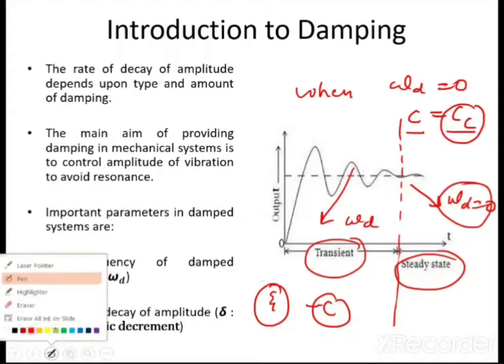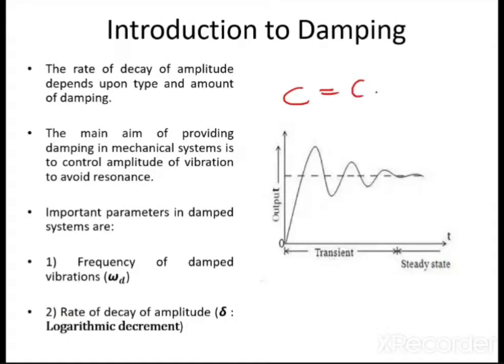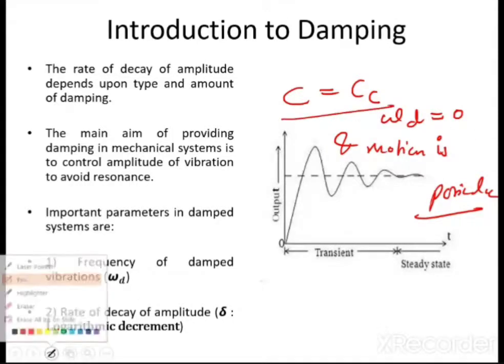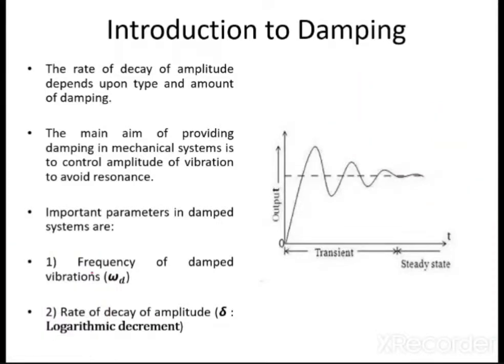So guys, try to understand that C is equal to Cc when the frequency of damped oscillation approaches 0 or becomes 0. And a very important point: the motion should be a periodic motion. In this particular year's syllabus, we are considering periodic motion only, that is a simple harmonic periodic motion. So when the motion is simple harmonic and periodic, omega d becomes 0 where C becomes Cc, the critical damping coefficient. I hope you understand this definition.